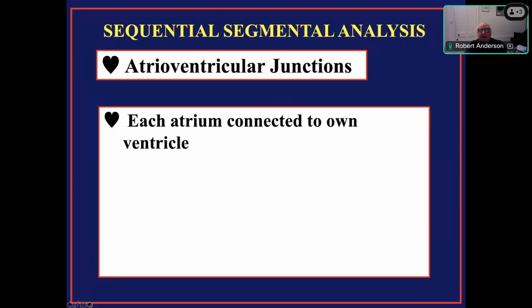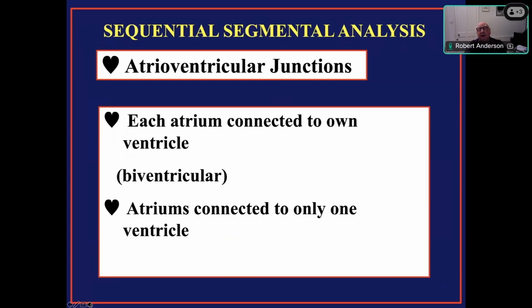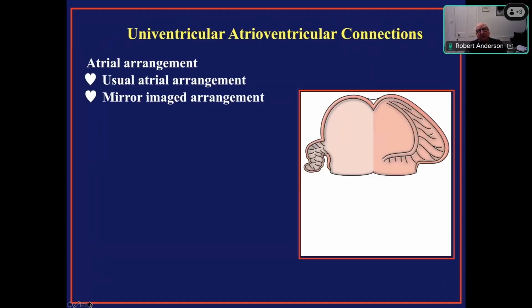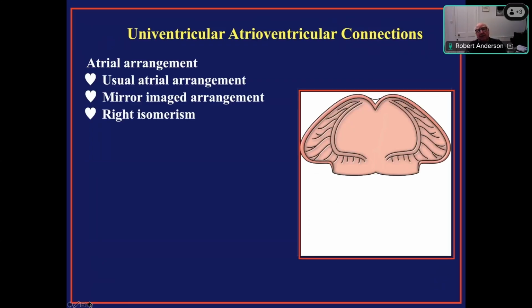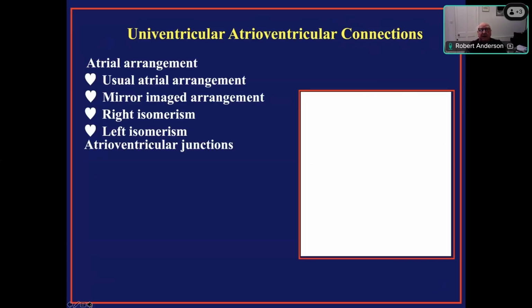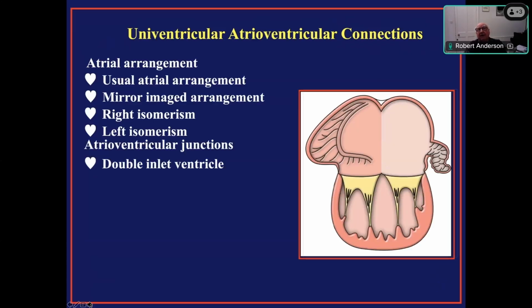Now, thus far, I've only spoken to you about hearts that have biventricular connections. But you will also know that there is a minority in which the atriums connect to only one ventricle. And in these instances, the atrioventricular connection truly is univentricular. And we can have that with usual atrial arrangement, with mirror imagery, with right isomerism, or with left isomerism. So what are these connections? Most frequently, it is double inlet ventricle.